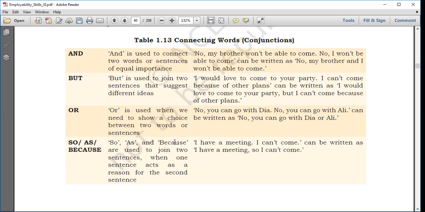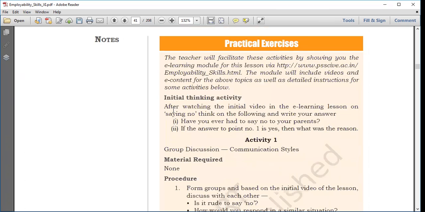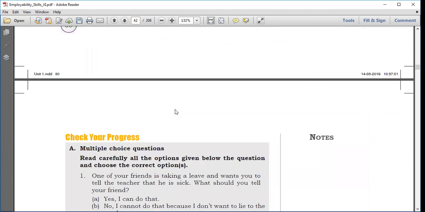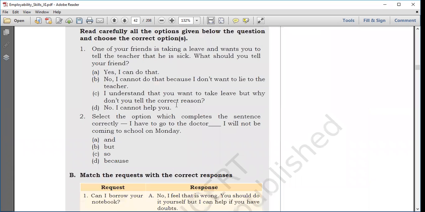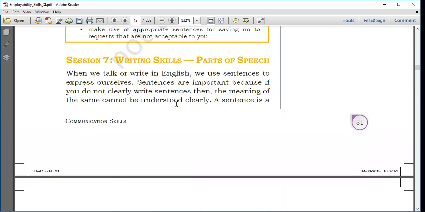Then so and because are used to join two sentences when one sentence acts as the reason for the second one, right? I have a meeting, I can't come, right? So here the reason for not coming is that I have to attend a meeting. So I'll put, I have a meeting, so I can't come, right? So here this so word is the conjunction. That's it. Likewise, we have other conjunction words also that you can use for reference.